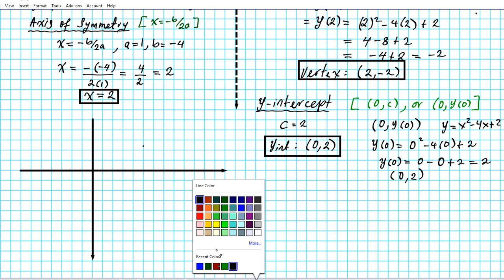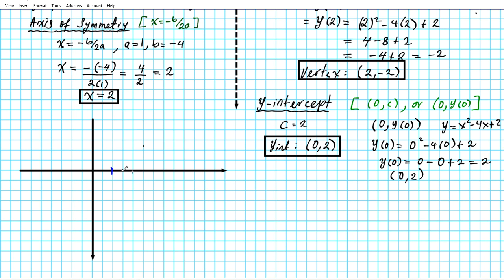We're going to start by graphing the vertex. So the vertex is at 2, -2. So let's call this 1, 2, so that's 2 right there. And then -2, go down 1, 2. So this is -1 and -2. So our vertex is located right here.